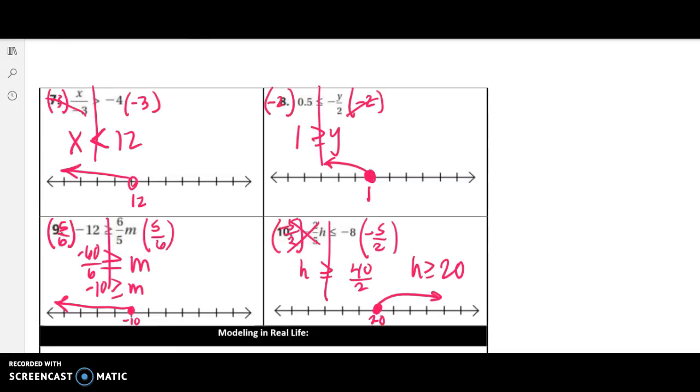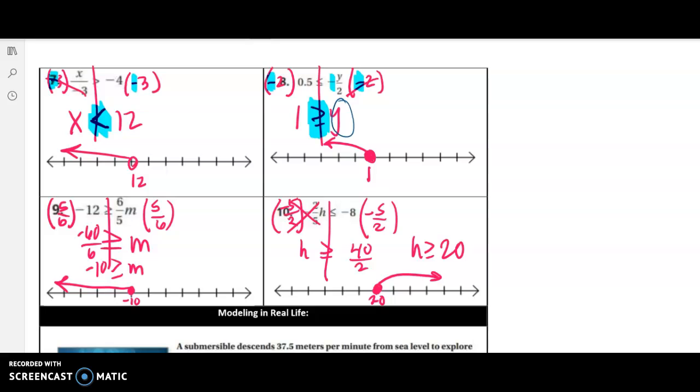All right, for number 7, you'll notice we've multiplied by a negative 3 on both sides. So my inequality flips. It's an open circle going to the left because x is less than 12. On number 3, we had to multiply by that negative 2 on both sides because this is negative. To get rid of it, we had to multiply by a negative. And that flipped my inequality to go to the opposite direction. However, you'll notice that my y is on the right, so that means my graph goes the opposite way. That one's a little tricky.